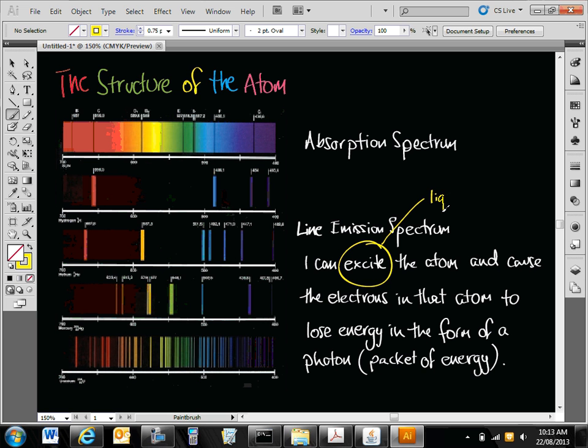Light, heat. These two are the same things. Essentially, what I do is add light to it in most cases. Electrons. Okay, that's how I excite that atom.